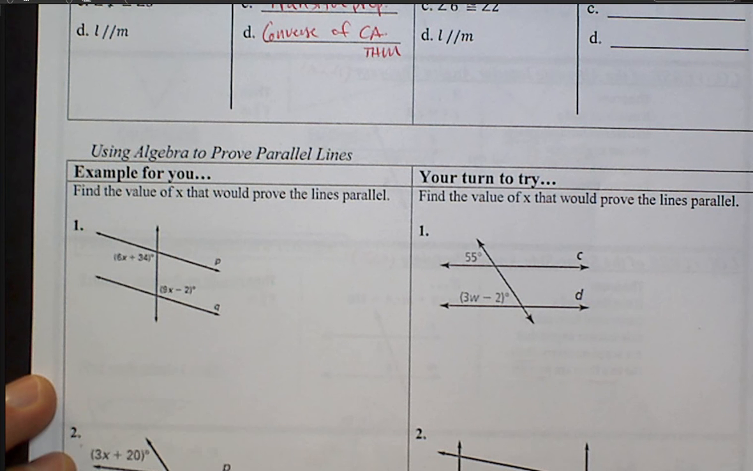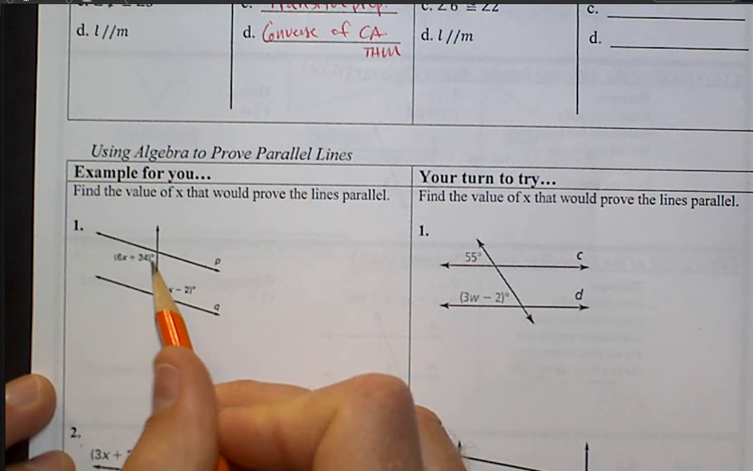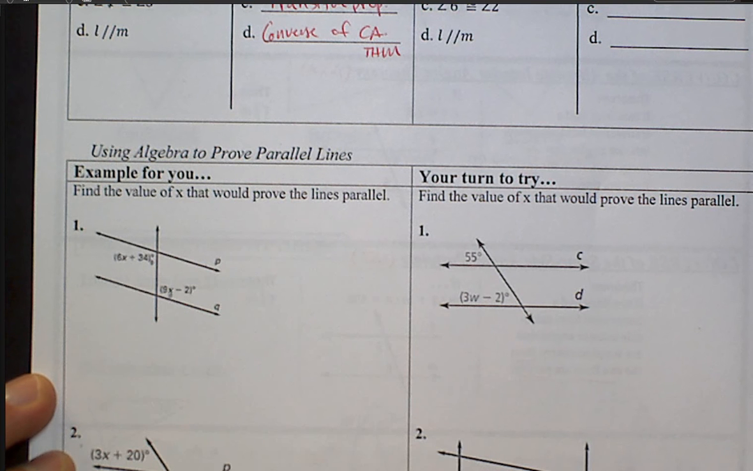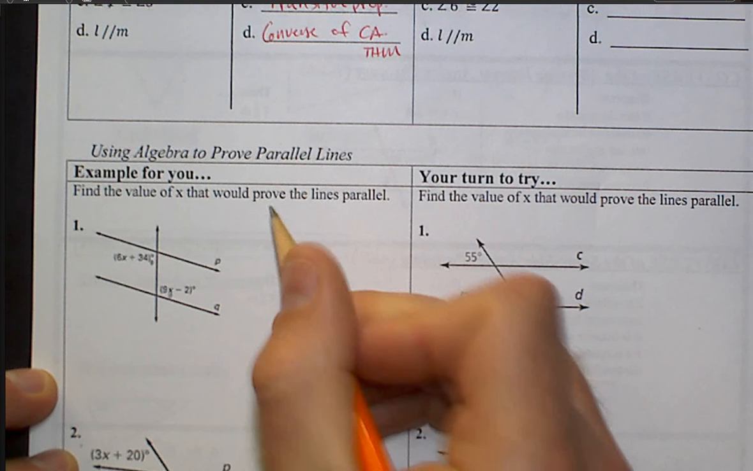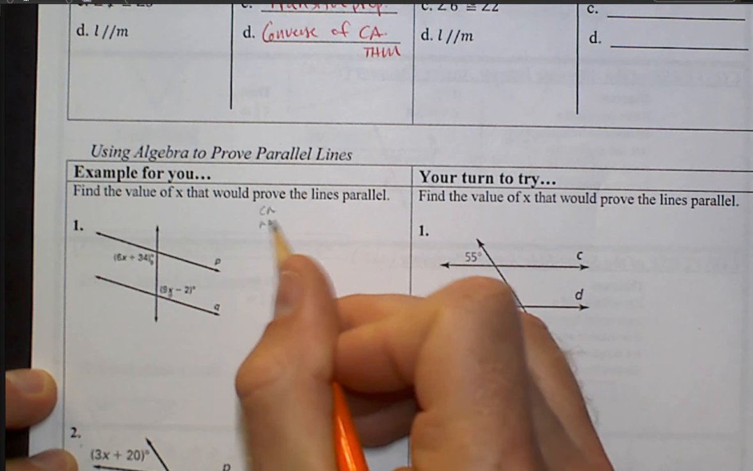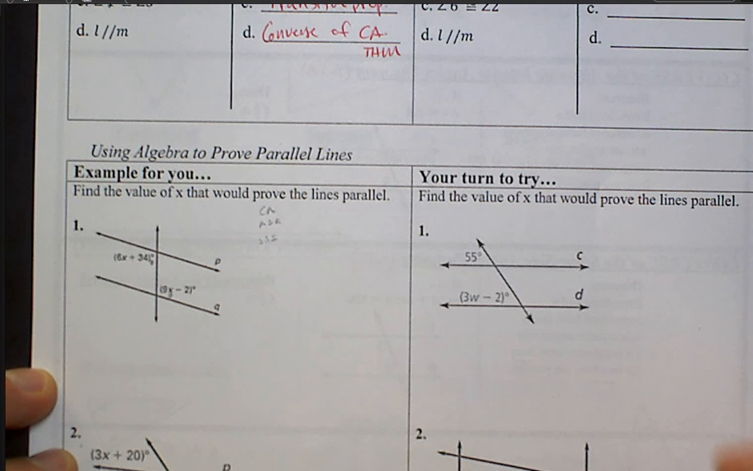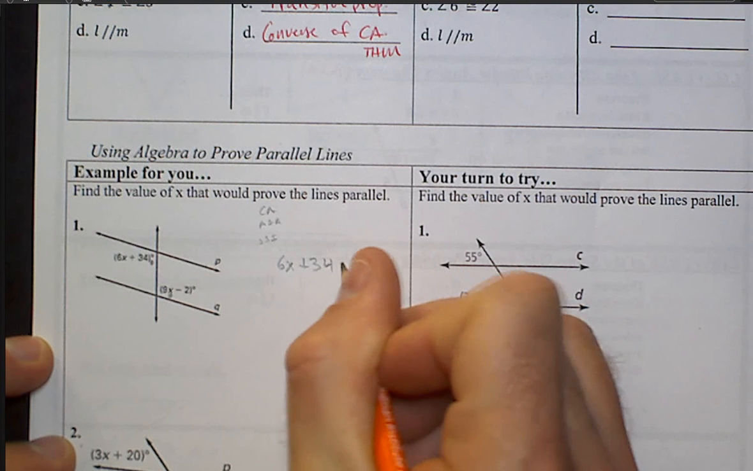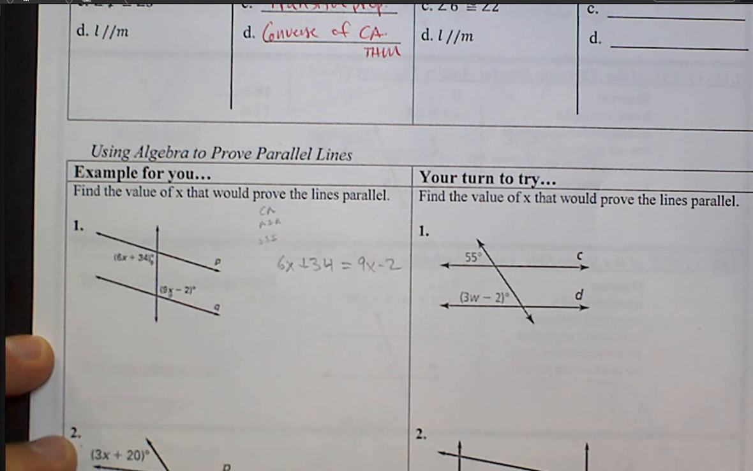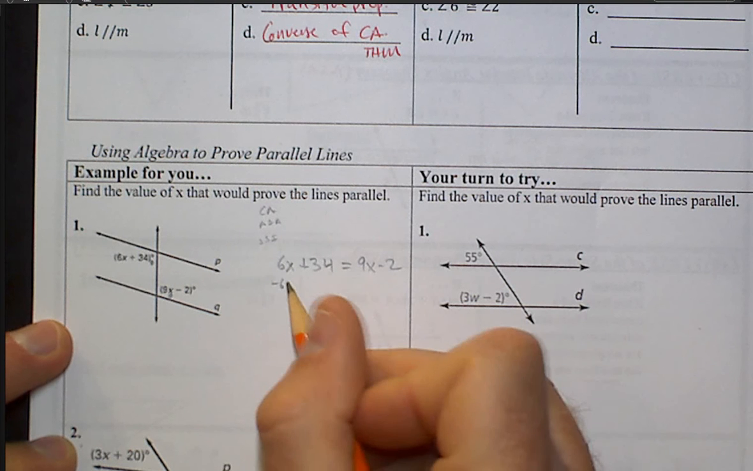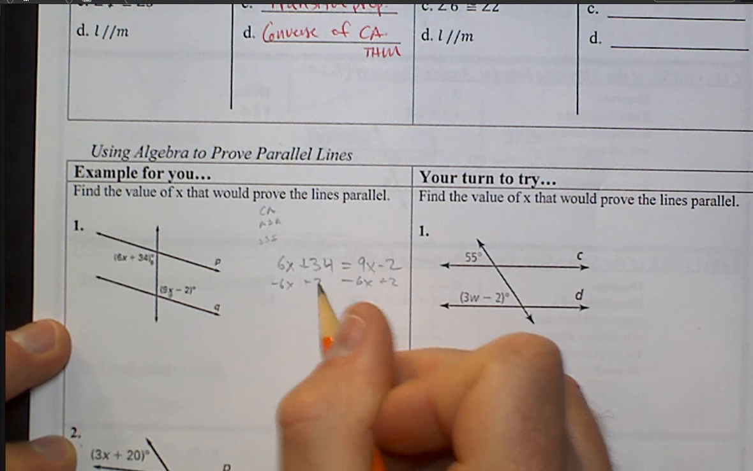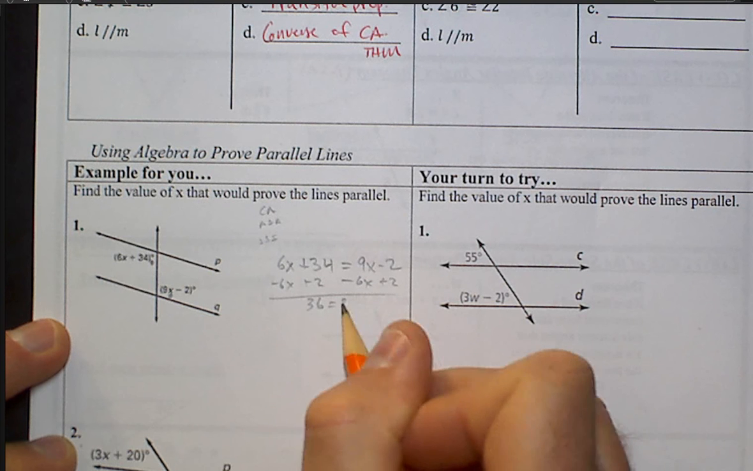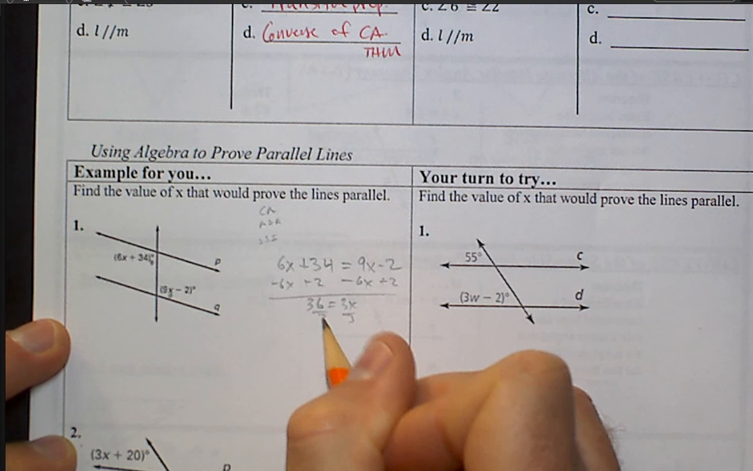Okay. First of all, you have this angle, 6x plus 34, and then 9x minus 2 there. How would you classify those? Are those CAs? Are those AIAs? Are those SSIs? Right? That's the biggest thing you have to come up with first. And hopefully you can see that those are alternate interior angles. So we know that alternate interior angles are congruent. So we're going to set it up and solve for x. Minus 6x, add 2. 36 equals 3x, divide by 3, and x equals 12.